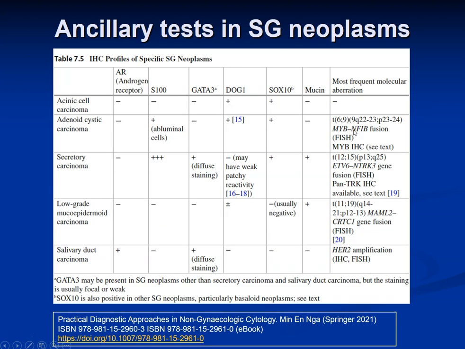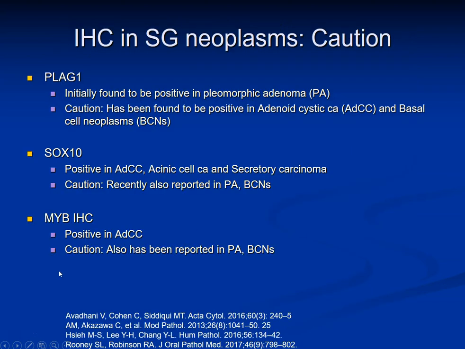If I just bring you back to this table here, it has also been reported in benign entities, including pleomorphic adenoma and basal cell neoplasms. So the general trend is that the longer an IHC test has been around, the more cross-reactivities will be discovered.